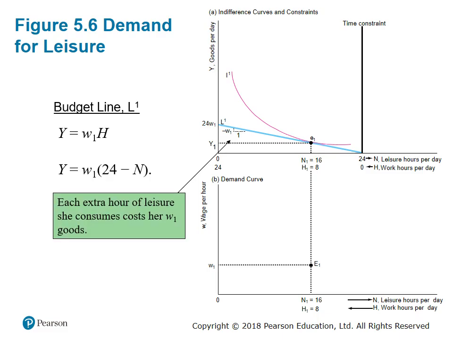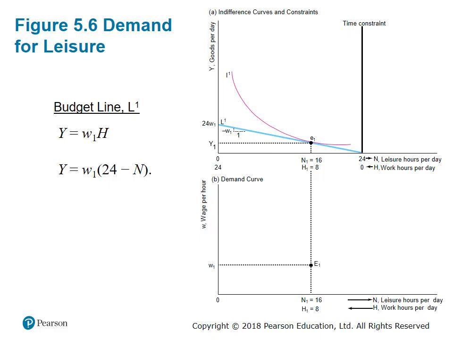For each hour of leisure, she misses the chance to earn W1. So each hour of leisure costs her W1 in goods. This is reflected by the slope of the budget line, which is negative W1. Recall from Chapter 4 that the slope of the budget constraint is minus the price of the good on the horizontal axis divided by the price of the good on the vertical axis. This applies here too. The slope of the budget line is equal to minus the price of leisure, or its opportunity cost, which is W1, divided by the price of goods, which we assumed to be $1.